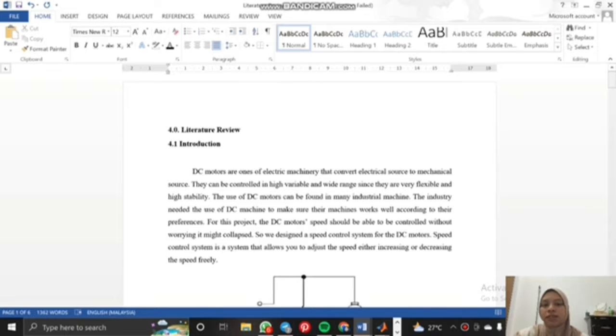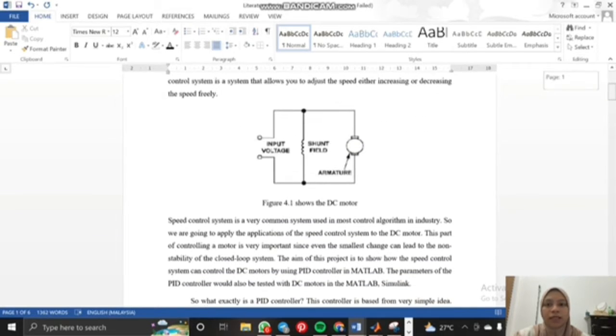A speed control system is a system that allows you to adjust the speed, either increasing or decreasing it freely. So this is a DC motor, and we are going to apply a speed control system to it. This part of controlling a motor is very important, since even the smallest change in the speed of the DC motor can lead to instability of the closed loop system. So we are going to present our project using MATLAB Simulink.